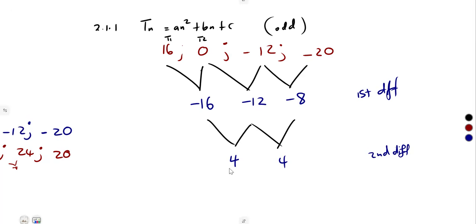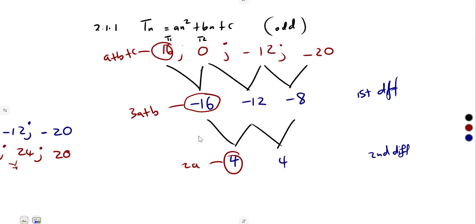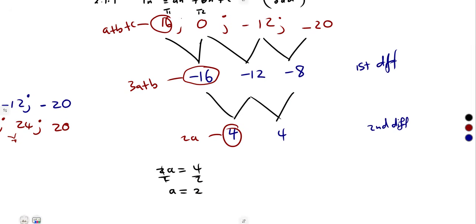So forming our quadratic, we know that this is supposed to be equivalent to 2a, our second difference. The first term of the first difference is supposed to be equivalent to 3a plus b, and our first term t1 must be equivalent to a plus b plus c. And they are all available. So it's a straightforward question when it is like this. Let us equate. 2a must be equal to 4. Divide by 2, so our a is going to be 2 there.